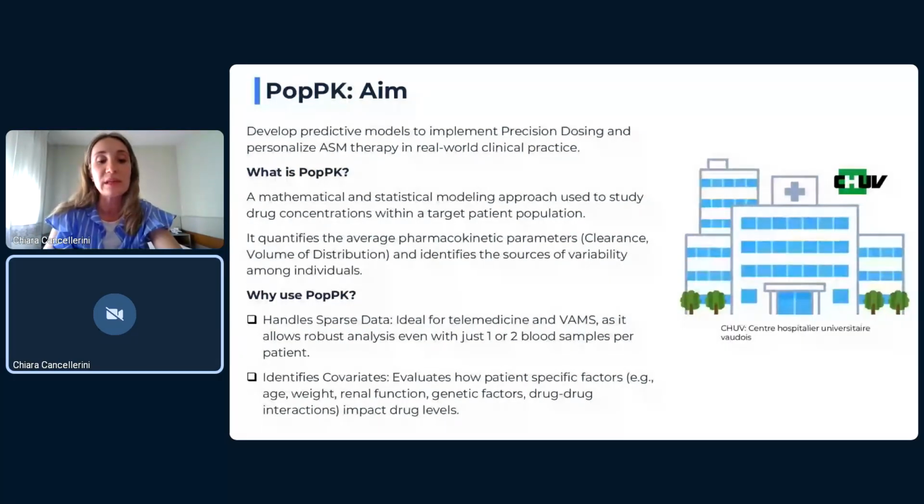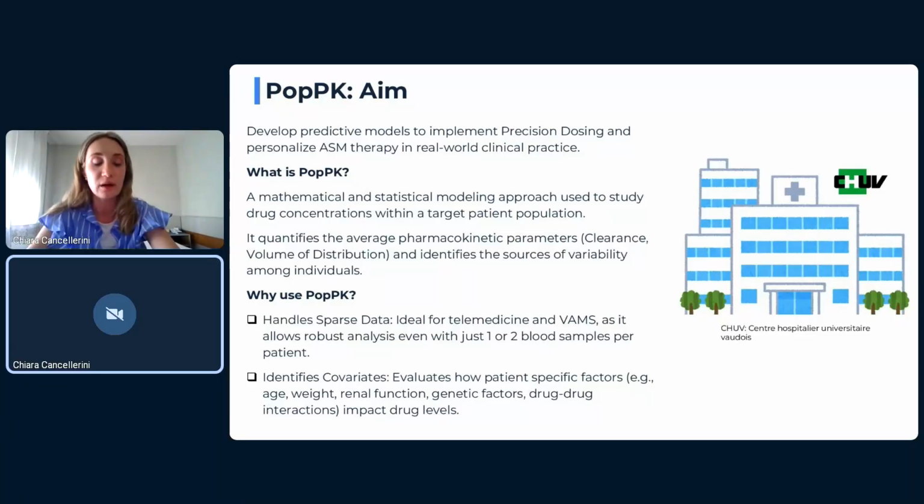And POP-PK is actually a mathematical and statistical modeling approach where we can study the drug concentration in a target patient population. And with this model, we can calculate the average pharmacokinetics values while strictly quantifying the variability between individuals. So we can better understand if the model is robust, with the final aim to use this model with the VAMS approach.